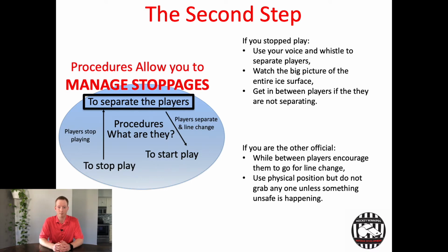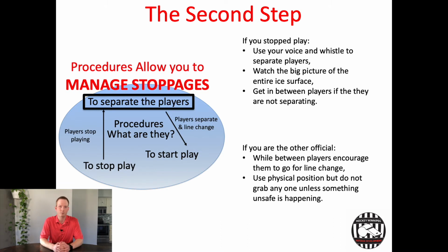This is the official who stopped play again. You want to see the benches. You want to see as much as possible. And you're only going to get in between players physically if it becomes evident that the players aren't separating and your partner is struggling to get them separated by themselves. The other official who did not stop play, you're going to be in between the officials. You're already there when play was stopped because you've gotten in there quickly, and you're encouraging the players to separate.